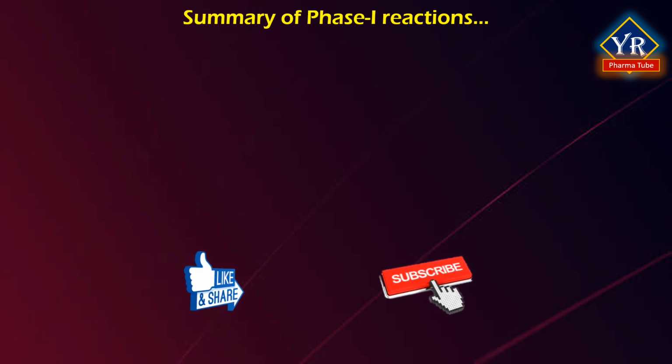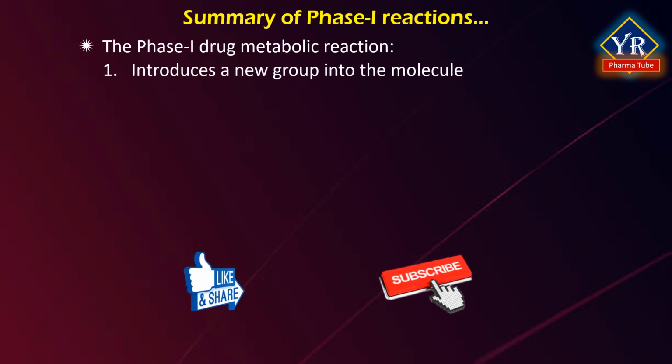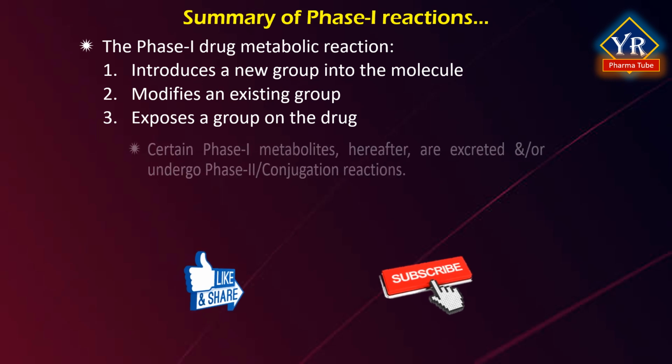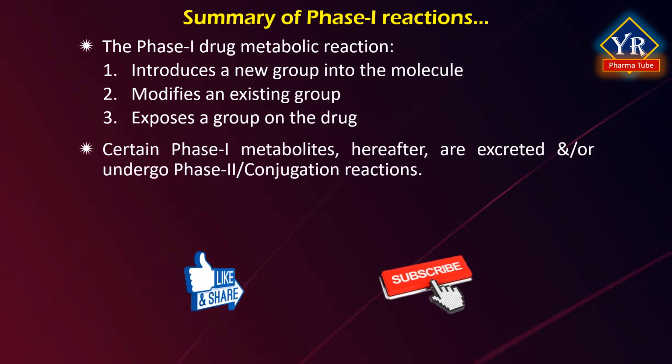In conclusion, the phase 1 biotransformation reaction introduces a new functional group into the drug molecule, modifies an existing functional group, or exposes a functional group on the drug molecule. Certain phase 1 metabolites are excreted and/or undergo phase 2 or conjugation reactions.